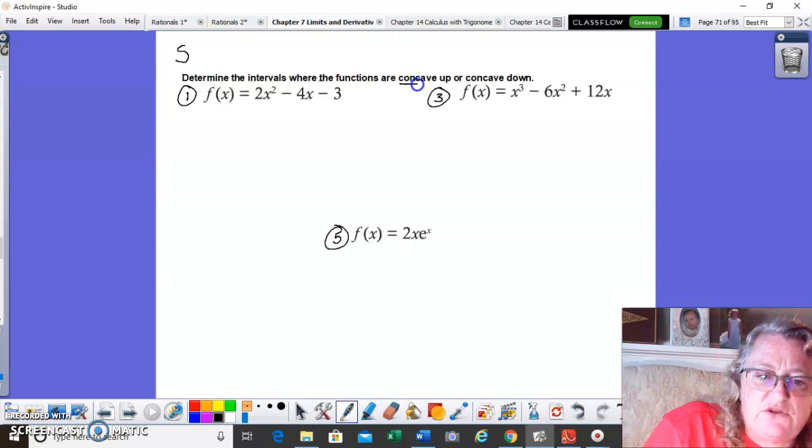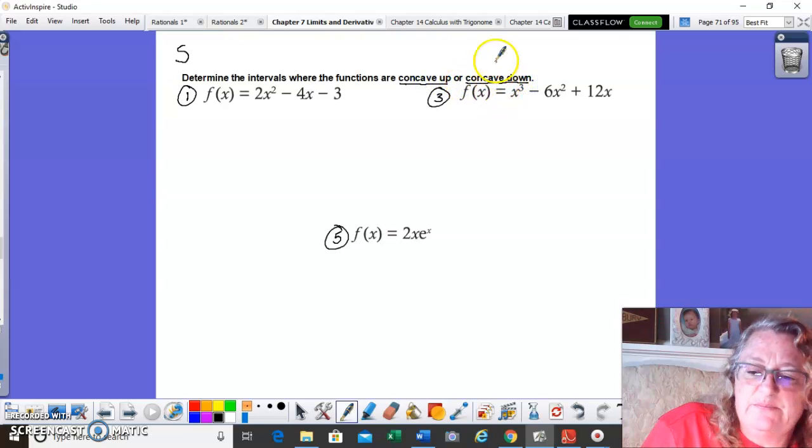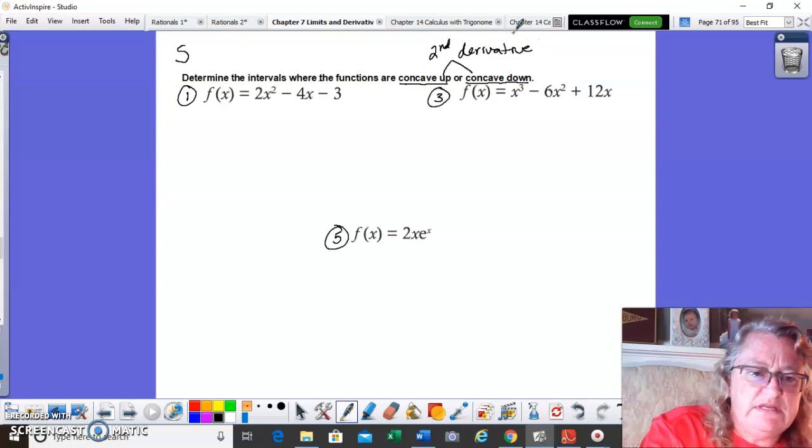So the direction says, let's go ahead and find the intervals where these things are concave up, concave down. We're going to go ahead and indicate the points of inflection if there are any. And the way we're going to do that is by finding the second derivative. Okay, so we're going to start with this first one.